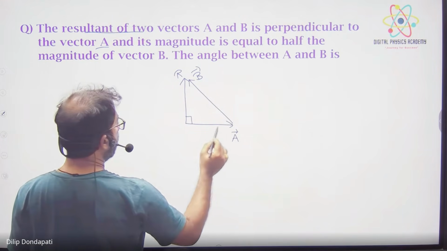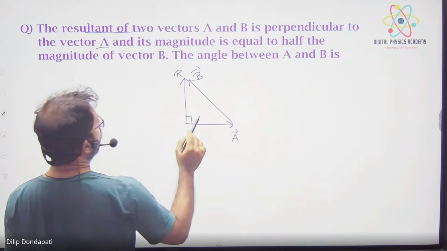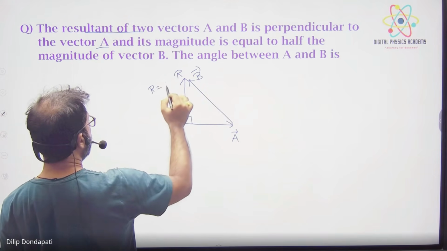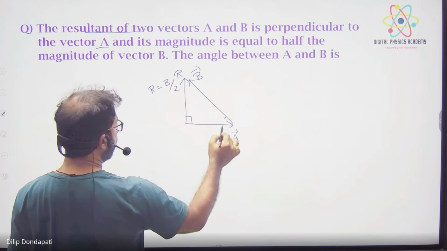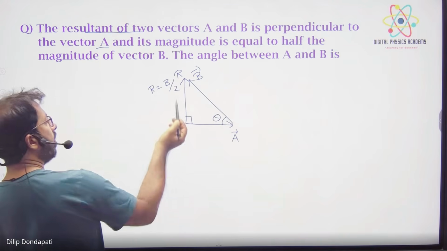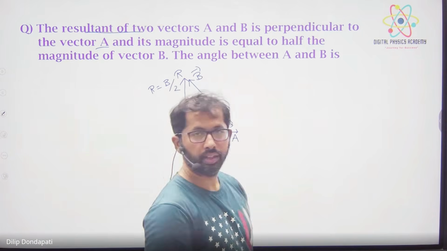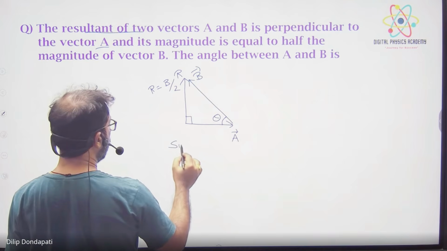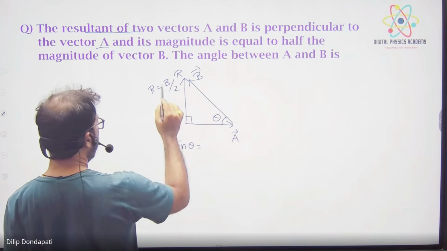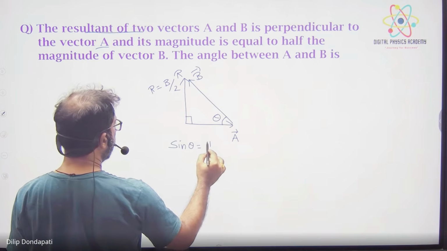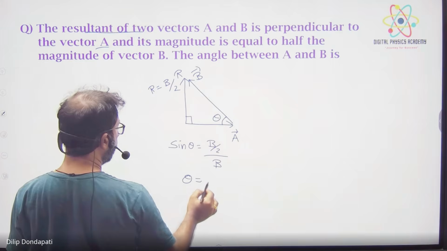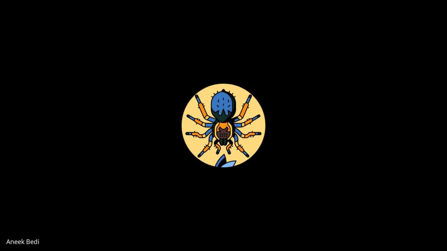Okay, ठीक है. What is given? The resultant value is how much? R is equal to B by 2. Okay, this is theta. Since right angle triangle, we can apply the trigonometry. Now, tell me, sine theta is equal to opposite by hypotenuse, B by 2 by B. So theta is how much? 1 by 2, 30 degrees.